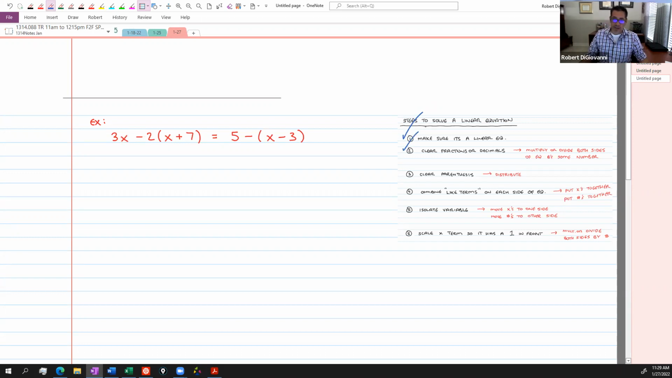Clear parentheses. Now we do have parentheses, right? So I'm supposed to distribute. So that means I want to take whatever number's in front of the parentheses and distribute it through the parentheses, which means multiply it through. Distribute here, and then on the other side, I need to distribute this minus. So I'm going to treat that as like a -1, and I'm going to distribute it here and here. And again, distribute just means multiply.